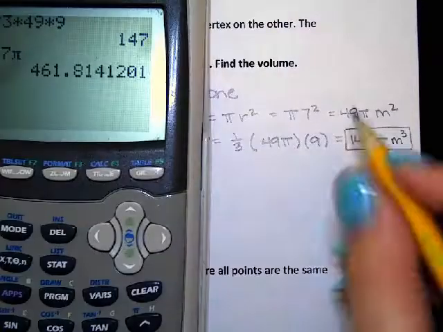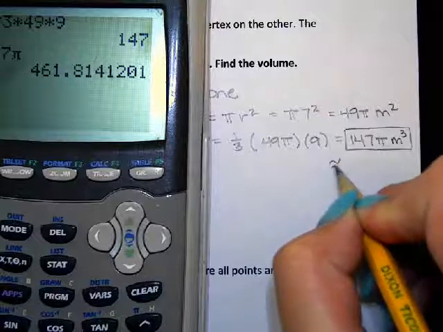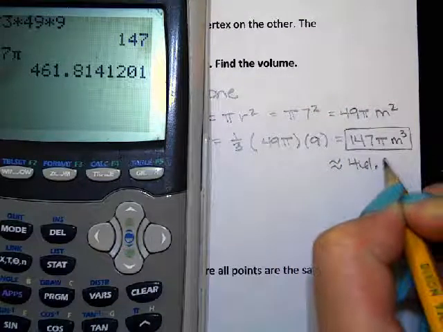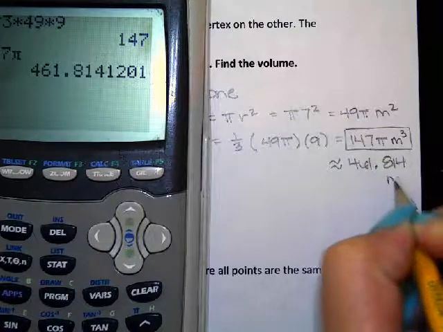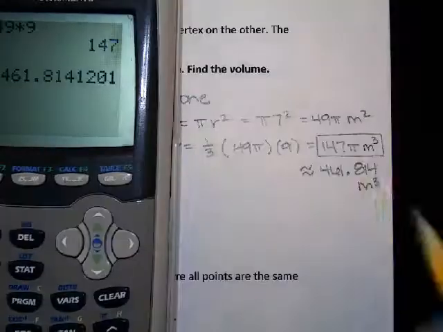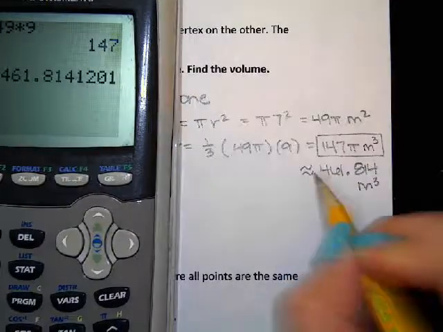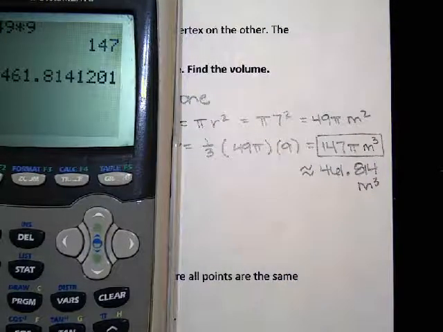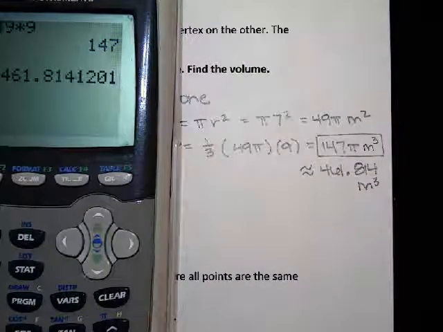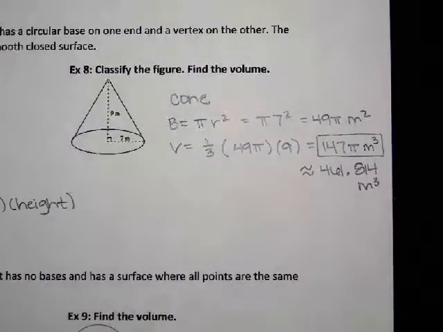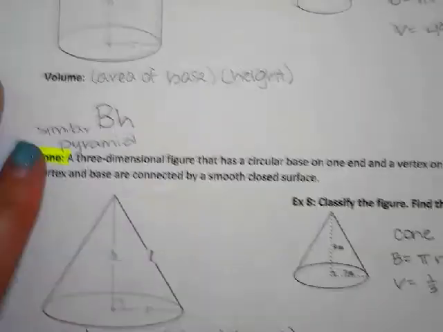And so then we would say, oh, this is approximately 461.814 meters cubed. So we would have the exact volume and the approximate volume, and they're both good numbers. They're just depending on what your purposes are. So at this point, we basically have two different types of volumes.